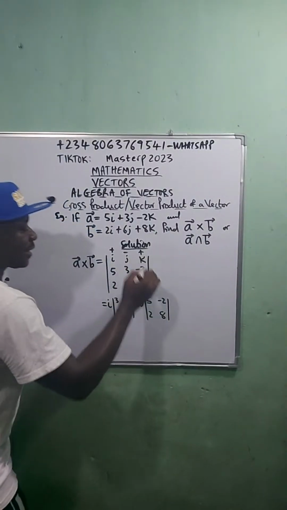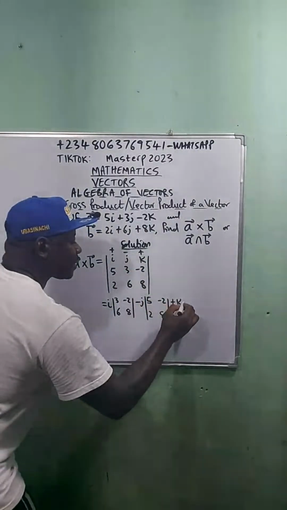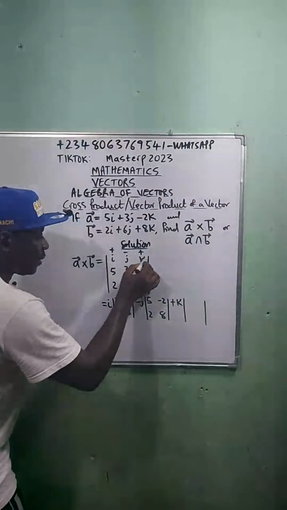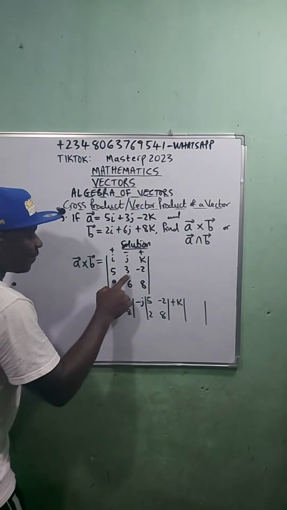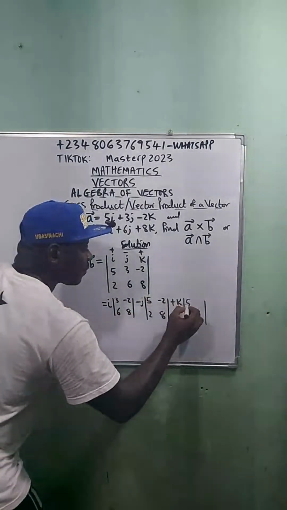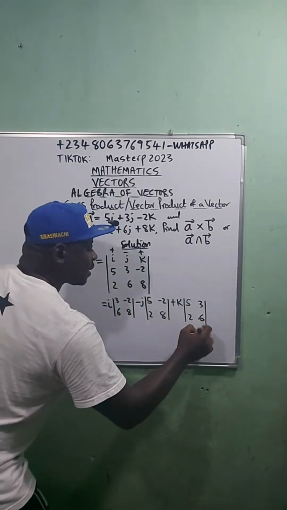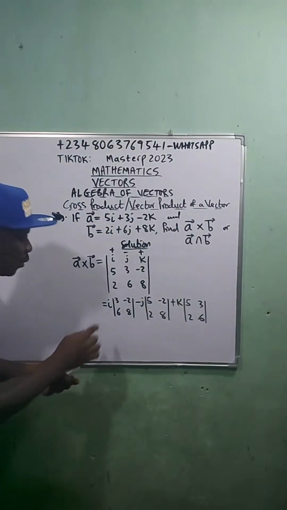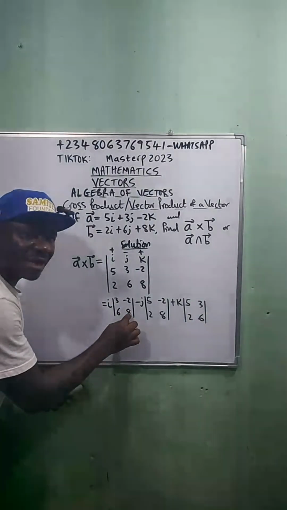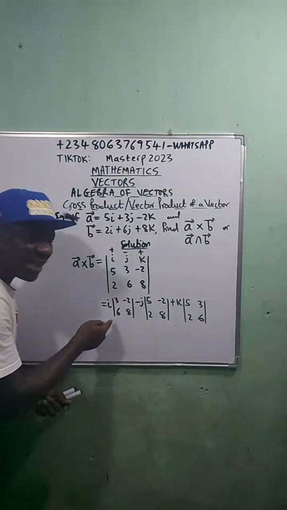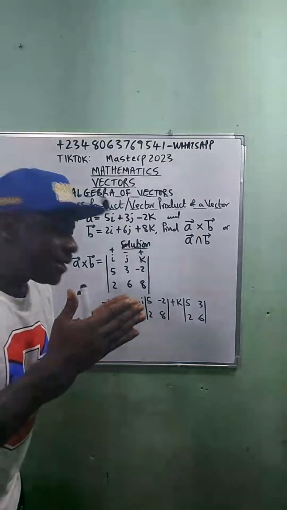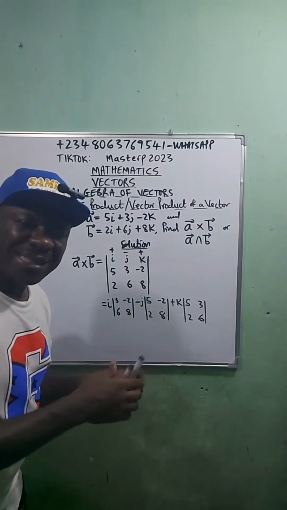Then I'll take plus k. Where I took the k, I'll cross out its row and column. I'm left with 5, 3, 2, 6. So now to get the determinant of a 2 by 2 matrix, you multiply the elements in the leading diagonal, then multiply the elements in the secondary diagonal. That means we are going to subtract the product of the elements in the secondary diagonal from the product of the elements in the leading diagonal.